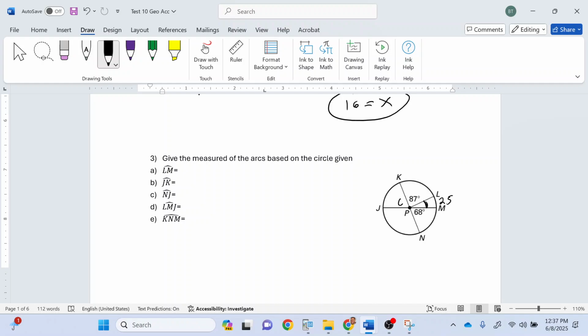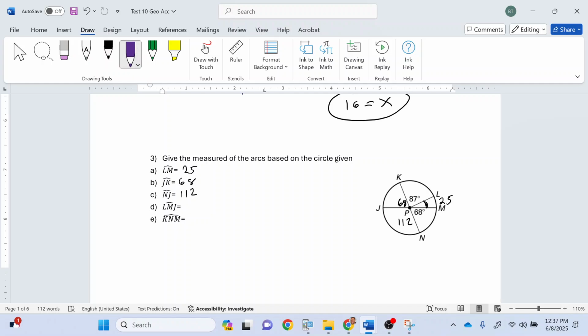If this is 68, I could conclude that this is 68. And then this also is a linear pair or a semicircle, however you want to think of it. So 180 minus 68, that's going to be 112. From there, it's pretty easy now. I just plug in my numbers. LM, 25. JK, 68. NJ, from N to J, that's 112.